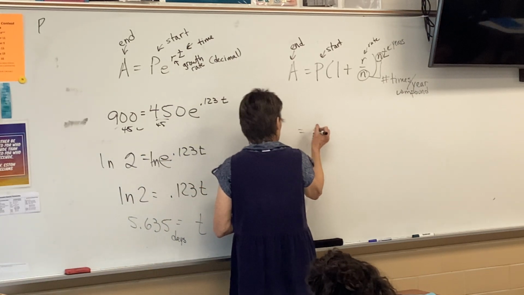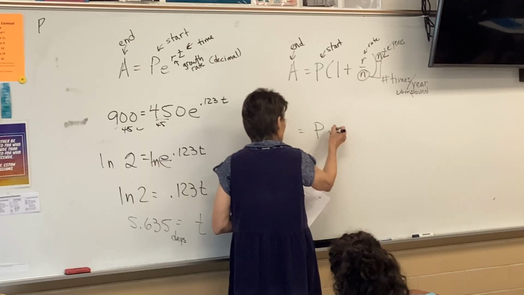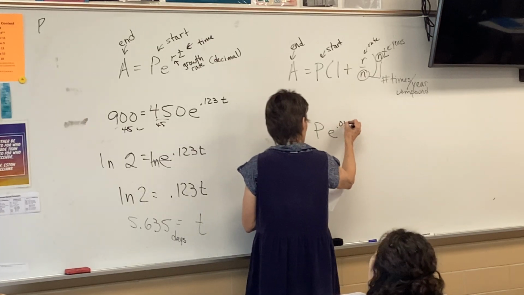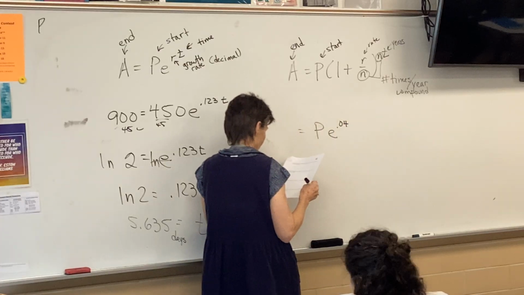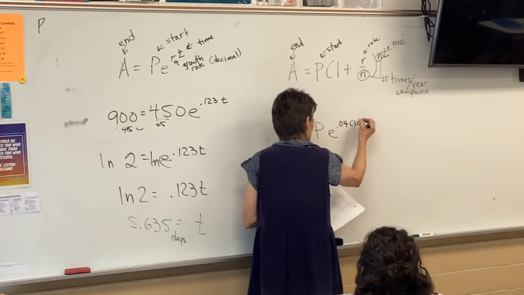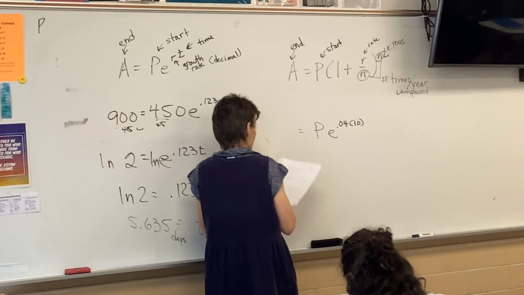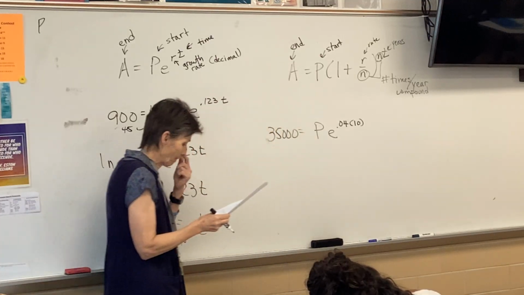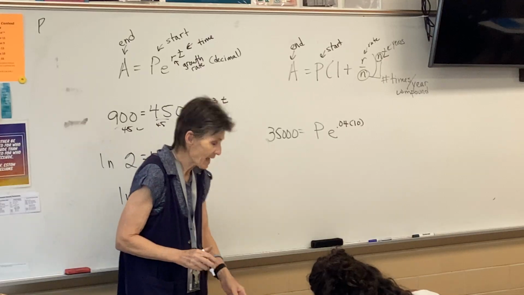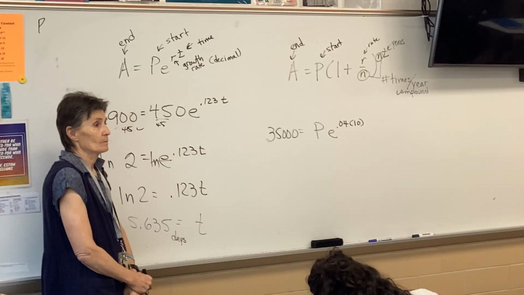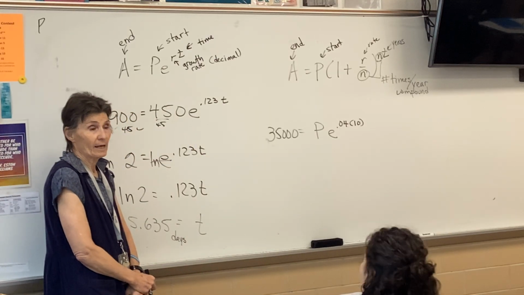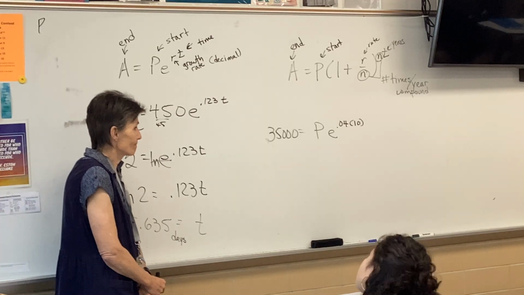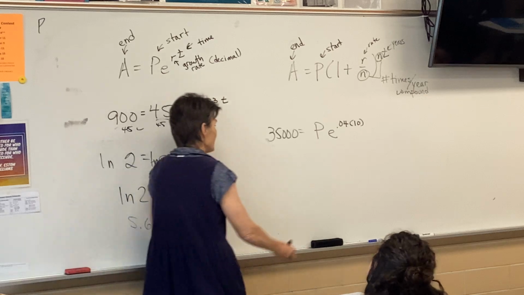How much do I need to deposit? 4%, 10 years, if I want to end up with 35,000. So look at that carefully. Does that look like which one? I want to know what P equals.